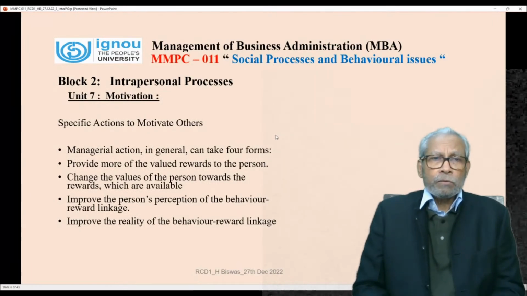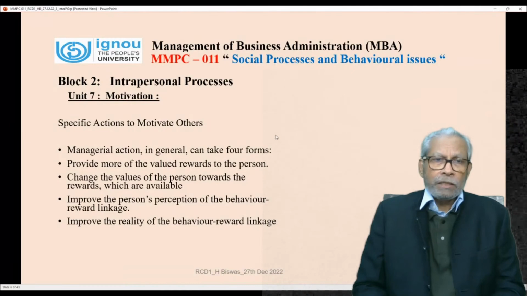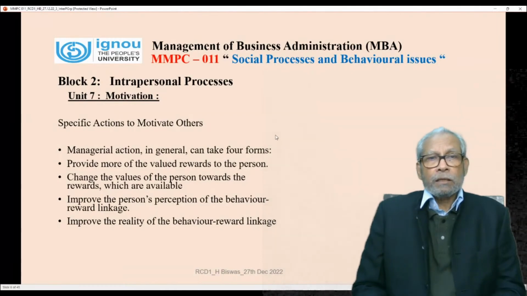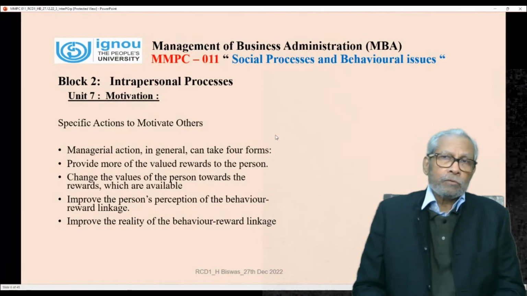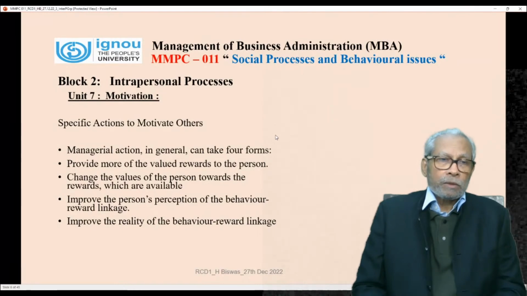Here we are talking particularly about how to motivate others and what type of action you have to take. So managerial action in general can take 4 forms. There are 4 forms in general. Provide more of the valued rewards to the persons. This is true because you have to give value to the persons. It's a part of your motivation. Change the values of the persons towards the rewards which are available.